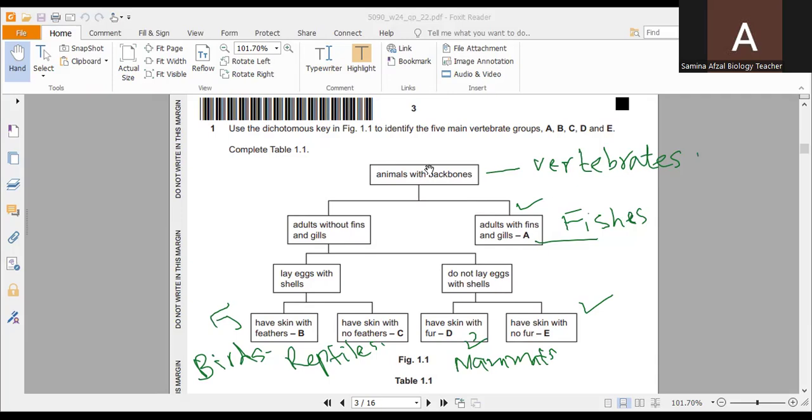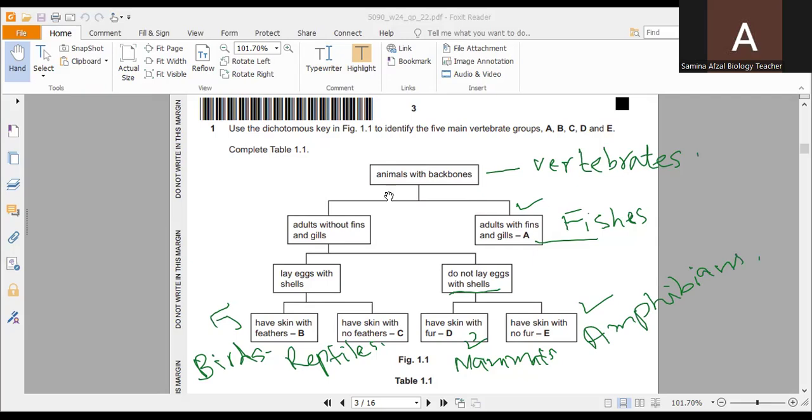Students, they do not lay eggs with shells. They lay eggs, but with no shells. Human beings, they do not lay eggs, whether with shell or without shell. Some of the mammals, they lay eggs, but you can see they have shells, skin with no fur. These are the organisms which do not have proper egg shells. So they have a membranous structure outside the egg. So these are the amphibians. So these are the five groups of organisms.